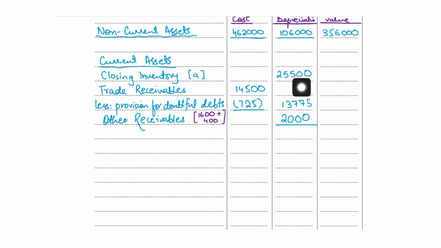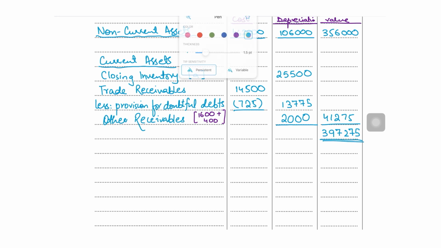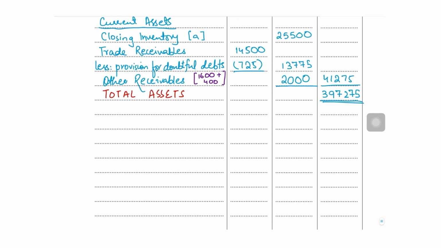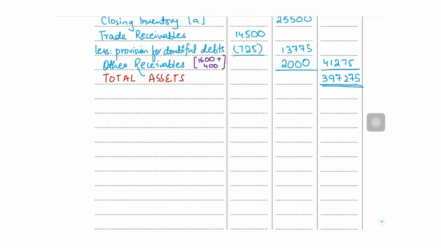This means that my total current assets would be 41,275, which will give me a total assets figure of 397,275. This is my total assets. Now this should match with the second part of the SOFP as well, which is equity and liability. So let's write that down.